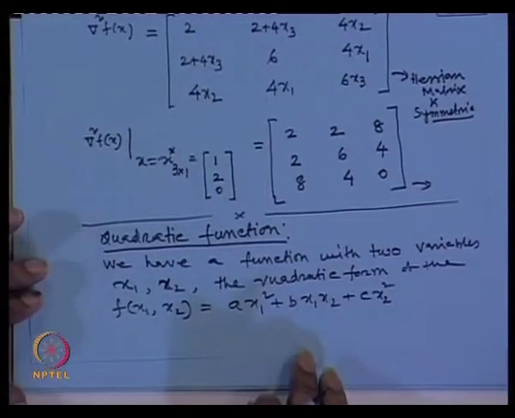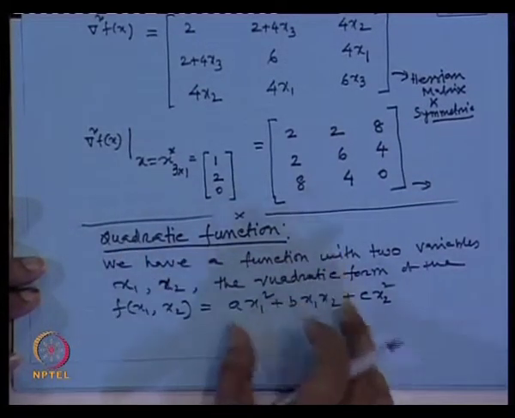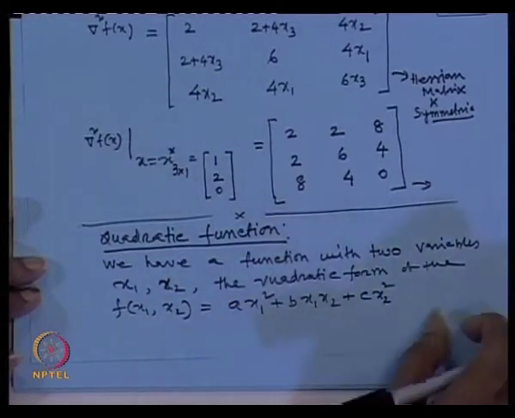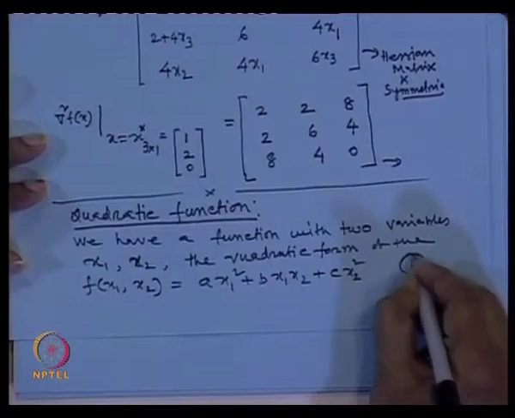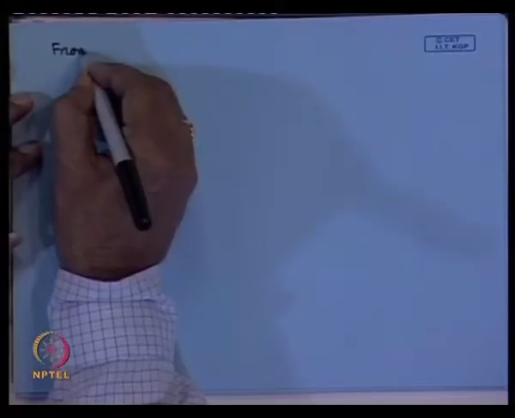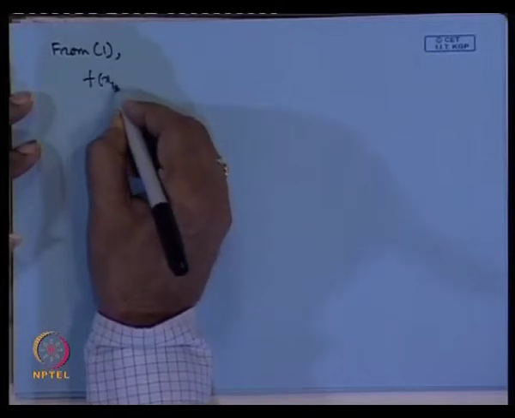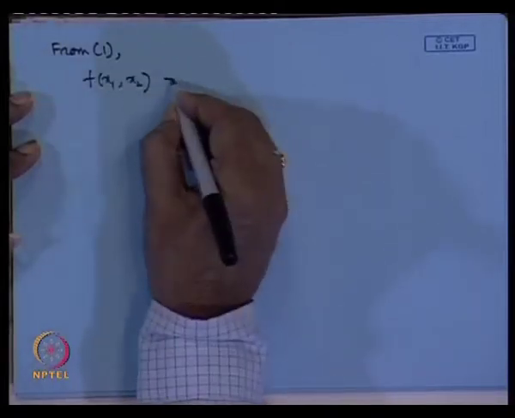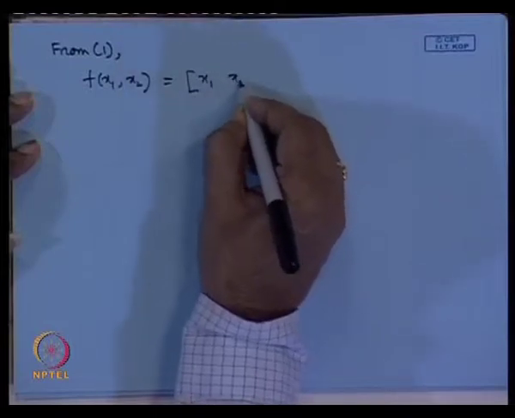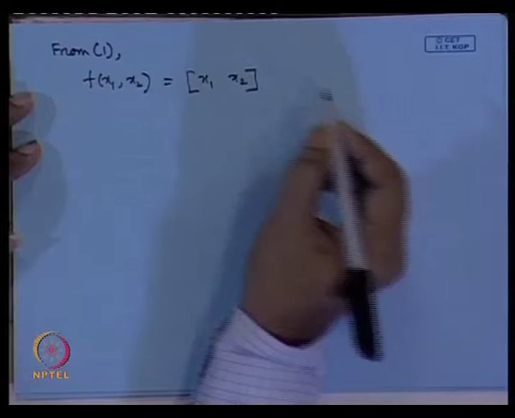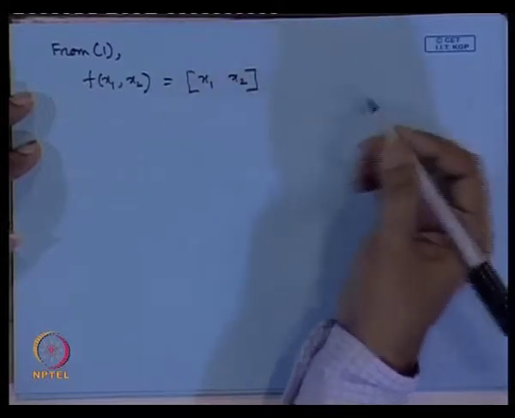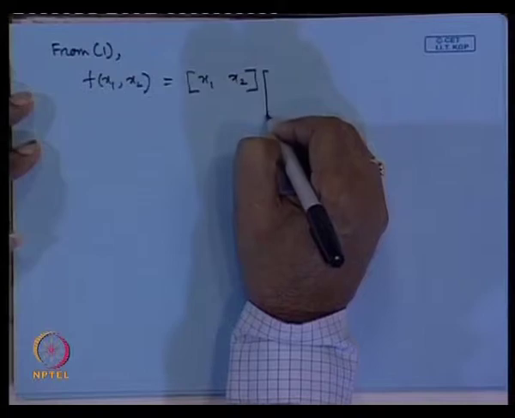Then, for this quadratic function, our problem is this quadratic form. One can express this quadratic form in a matrix and vector form. Let us call this equation number 1. One can express equation 1 as f of x, equivalently like this: x1 x2. We have considered the 2 variable case, then we extend it to the n variable case. We can write it like this.